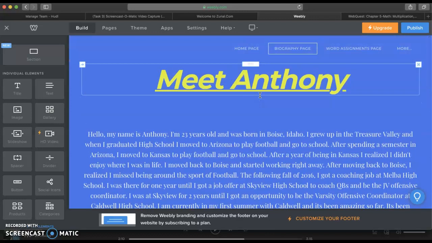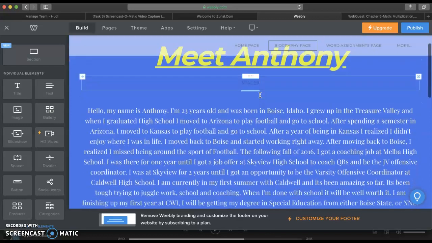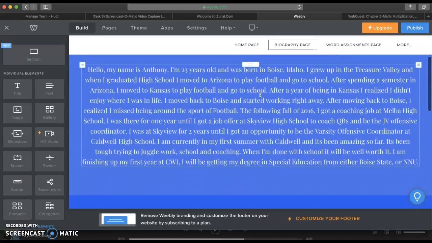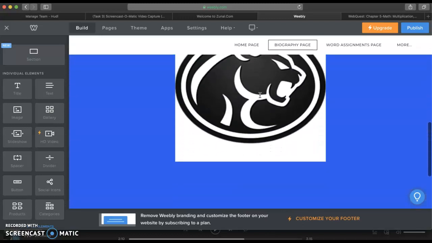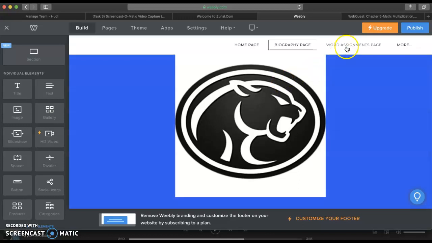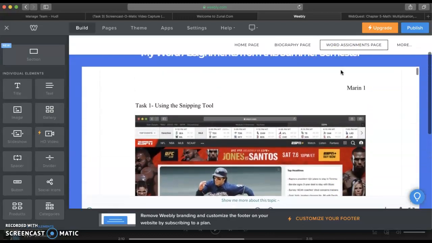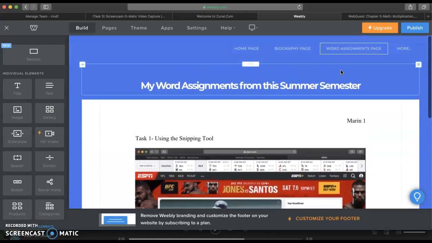So here's my biography page. Nice Caldwell colors here. Nice picture of the cougar head. This is my Word assignment from the summer semester.